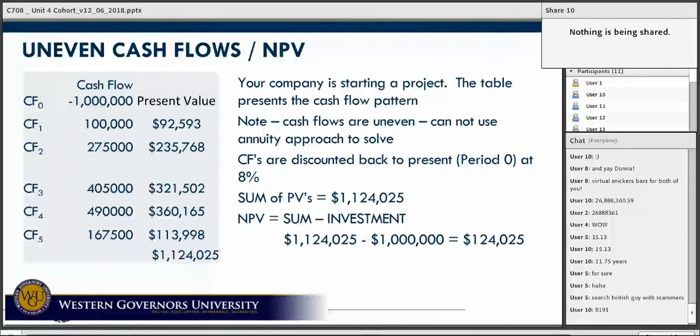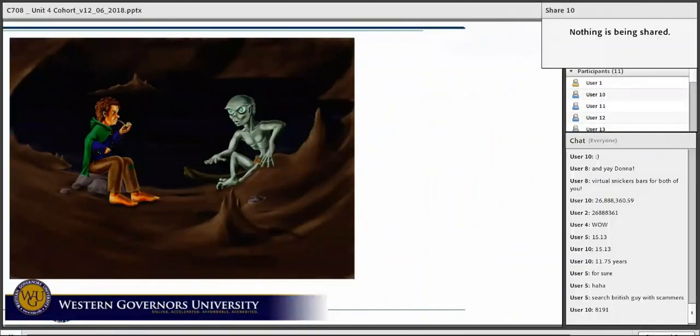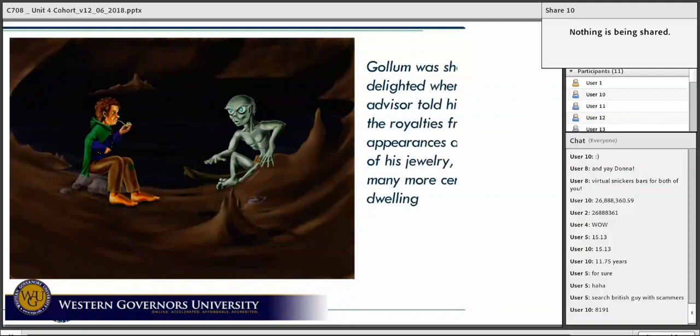And so in this case, this project has a net present value of $124,025. You won't be asked to calculate this. This is done here for demonstration purposes. And that gets us to the end of Module 8, Time Value of Money.